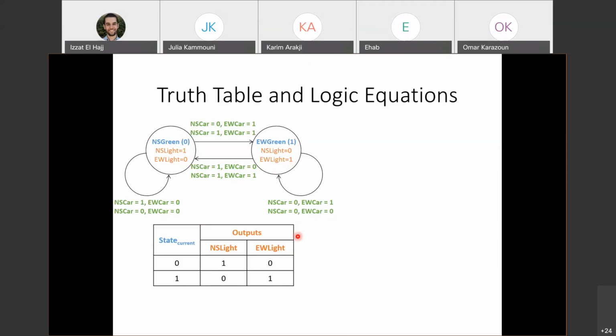Professor, we set NS green to be 0 and EW green to be 1, and can we change that? Yes, you can. As I mentioned previously, we could have made NS green 1 and EW green 0. That would have changed the values here in my truth table, but ultimately I would have got the same functionality. So both ways are correct.